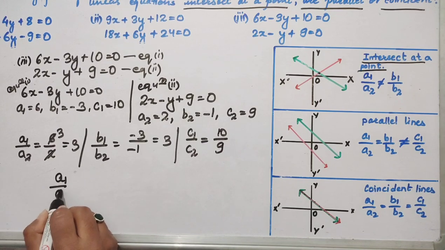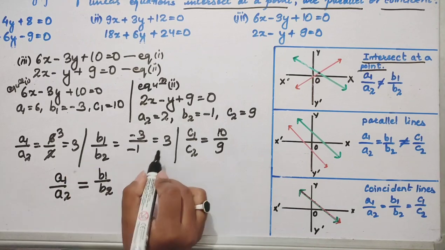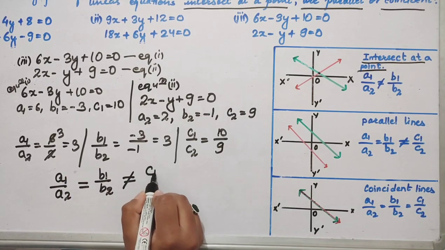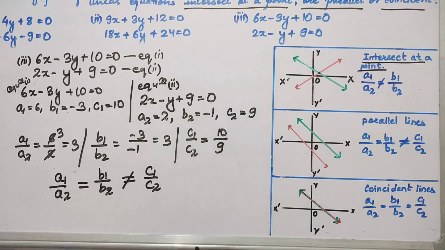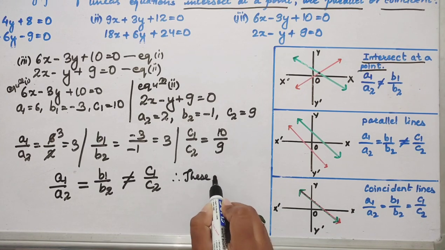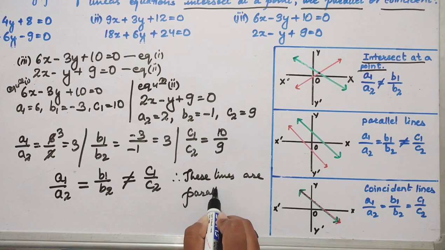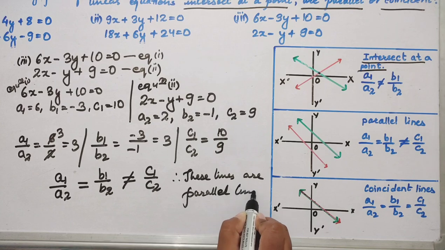So here we can see this is the condition where a1 by a2 is equals to b1 by b2, that is 3 and 3, which is not equals to c1 by c2, that is 10 by 9. Here we can conclude it is the second condition, that is a1 by a2 is equals to b1 by b2 and which is not equals to c1 by c2. That means the lines are parallel. Therefore, these lines are parallel lines.